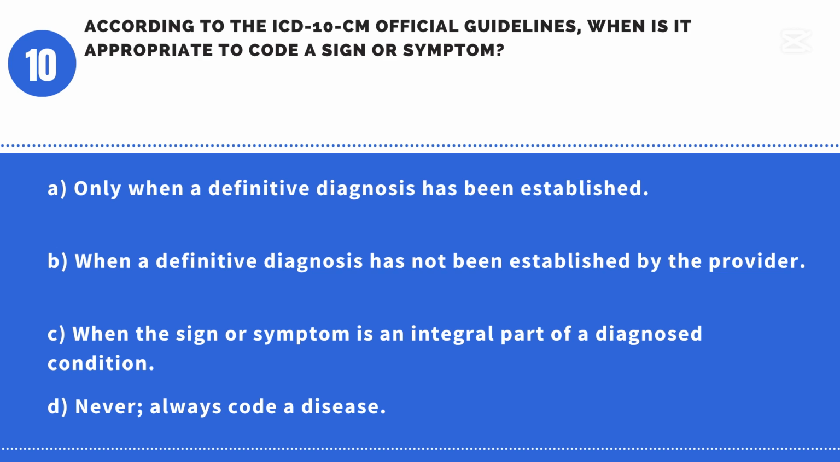Question 10. According to the ICD-10-CM guidelines, when is it appropriate to code a sign or symptom? A. Only when a definitive diagnosis has been established. B. When a definitive diagnosis has not been established by the provider. C. When the sign or symptom is an integral part of a diagnosed condition. D. Never, always code a disease.